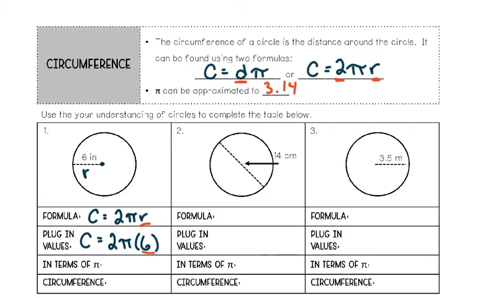So what you can do is you can simplify. I can do 2 times 6. So I'm going to do 2 times 6 in my head. That's 12. And I'm just going to keep pi. That means in terms of pi. Now, if we do want to simplify this even further, we can approximate pi, or we can use the pi symbol in our calculators, and we'll get a circumference of about 37.68 inches. Remember, the circumference is the distance around the circle. It's like the circle's perimeter. Okay, so that's how you find circumference of a circle using the formula.